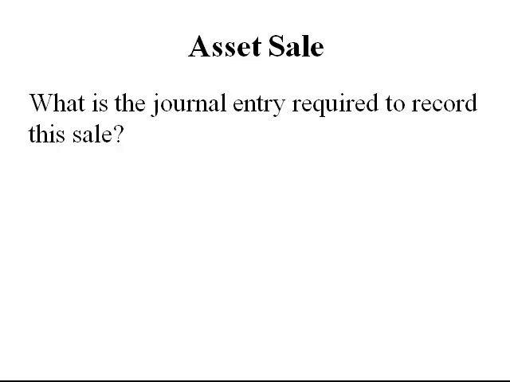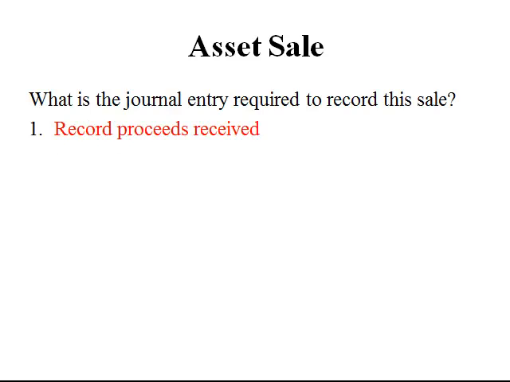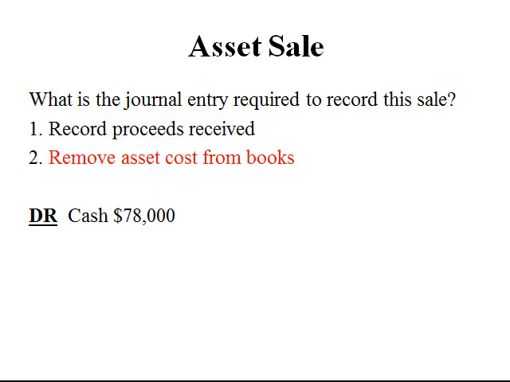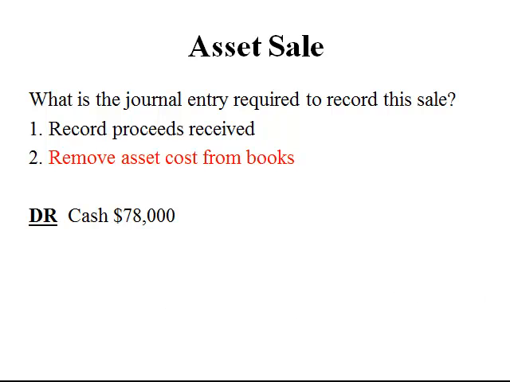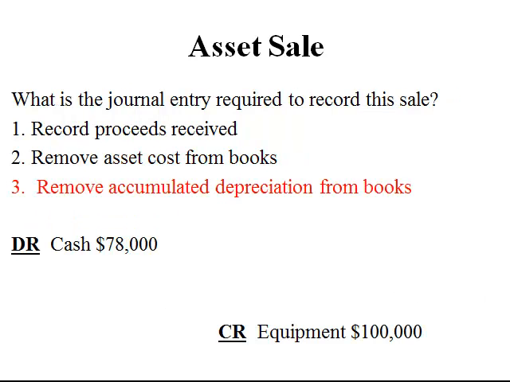The journal entry required to record this sale is a variety of steps. We will record the proceeds received. We will record the cash of $78,000. We next will remove the asset cost from the books. This requires a credit to the equipment for the original $100,000 cost. Third, we need to remove accumulated depreciation from the books. Recall that accumulated depreciation is a contra asset that has a credit balance. In order to remove it from the books, we need a debit.